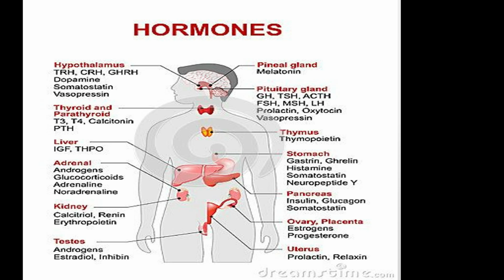And the thyroid and parathyroid glands are responsible for the release of T3, T4, calcitonin and parathormone, and the hypothalamus is responsible for the release of TRH, CRH, GHRH, that is growth hormone releasing hormone, corticotropin releasing hormone and thyrotropin releasing hormone, and somatostatin and vasopressin. And coming to the adrenal, it is responsible for the androgens, glucocorticoids, adrenaline, noradrenaline. Please go through this picture.